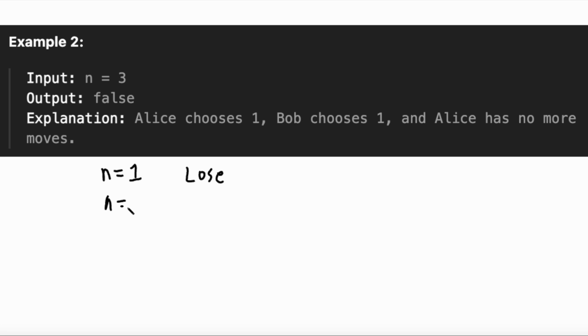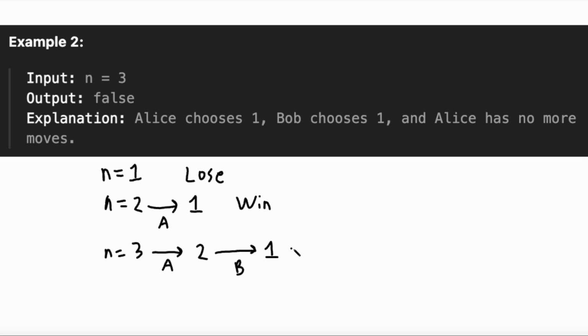And what about n is equal to 2? By the rules of the game, what can Alice do? Alice can only choose 1, in which case n gets down to 1. Bob is left with the last one, so Alice will win. What about n is equal to 3? Well, Alice can only choose 1 here, so the number becomes 2. Bob then can only choose 1, and what happens? It means that Alice will lose.